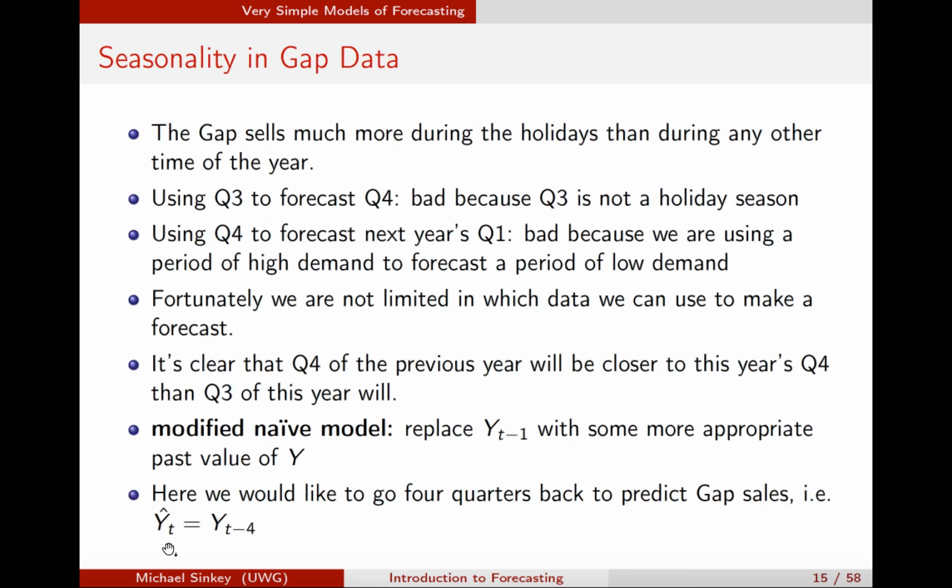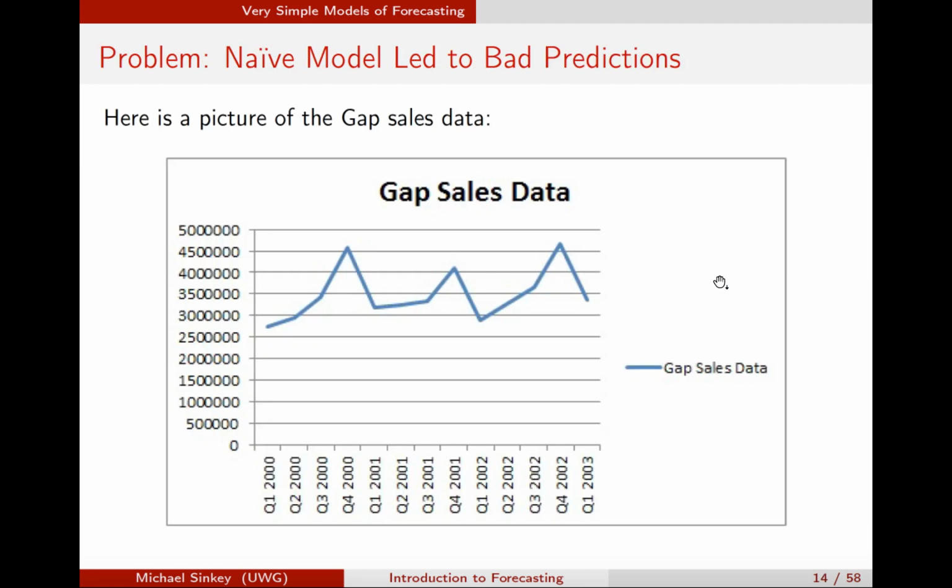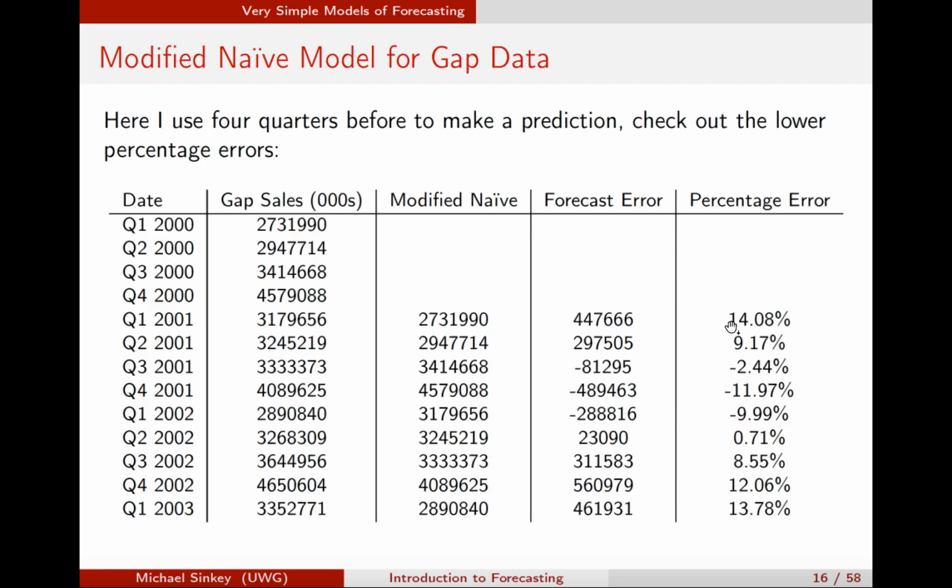So what I'm going to propose we do here, if you look at this bottom bullet point, is use t minus 4. I propose we go back an entire year, and that our forecast for quarter 1 of 2001 is actually just quarter 1 of 2000. And I want us to look at the percent error. Before we had a 44% error. Let's try this out. Now we have a 14% error. I went all the way back 4 periods. Instead of using 4579088 to predict quarter 1, I use 2731990. I go back 4 periods on the timeline.